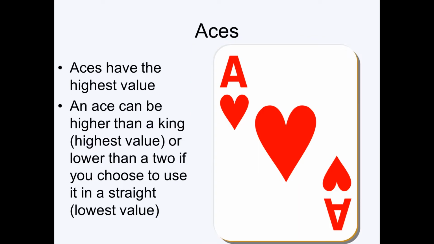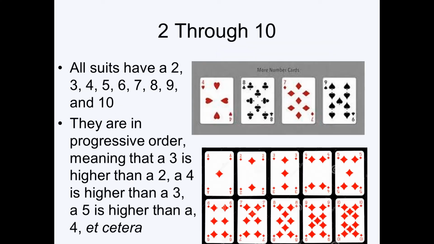Aces have the highest value. An ace can be higher than a king, highest value, or lower than a 2 if you choose to use it in a straight. So it could have a low value too if you want to use it in a straight. All suits have a 2, 3, 4, 5, 6, 7, 8, 9, and 10. They are in progressive order, right? That means a 3 is higher than a 2, a 4 is higher than a 3, a 5 is higher than a 4, etc.